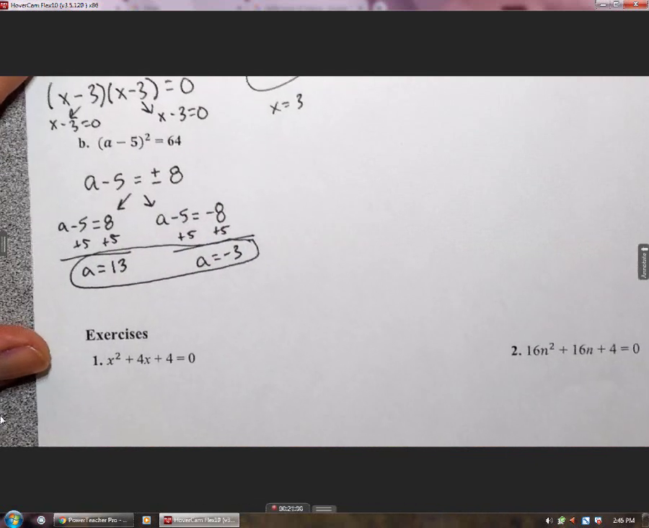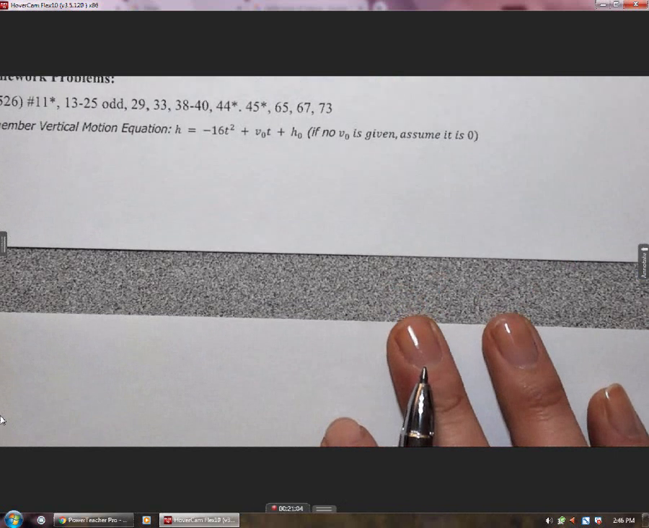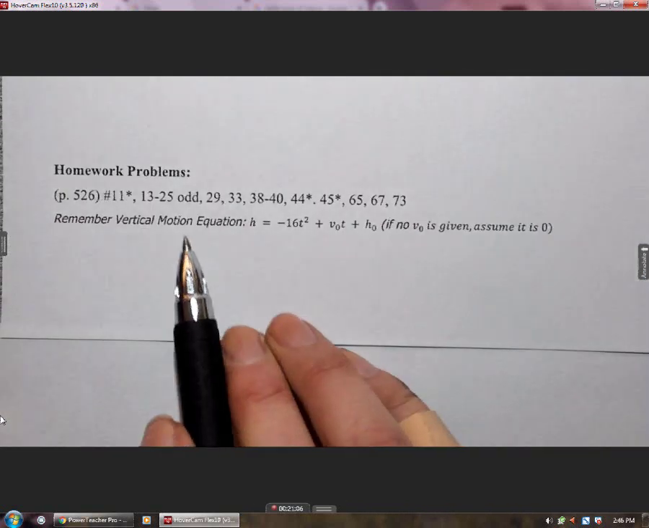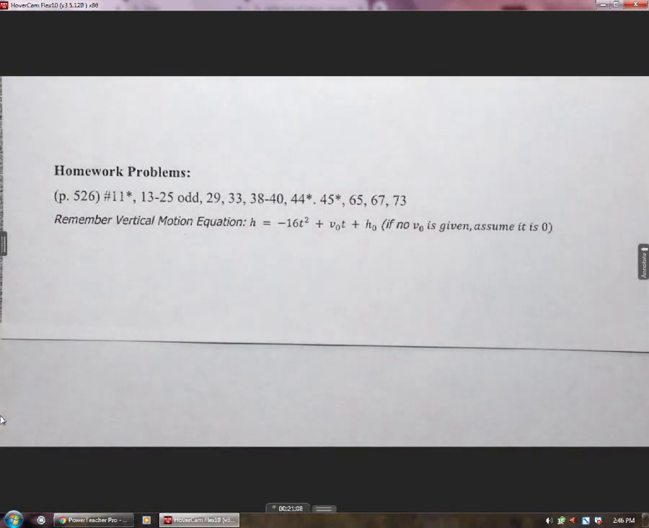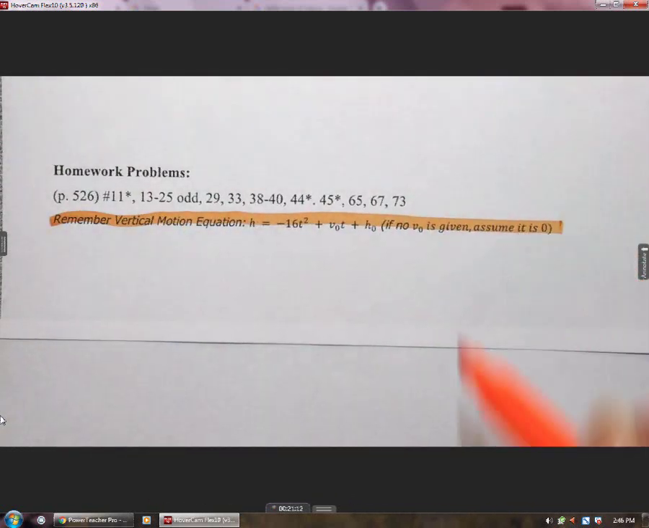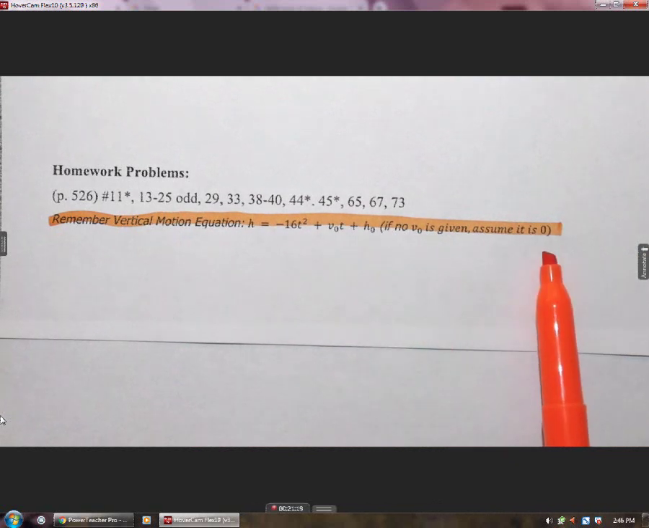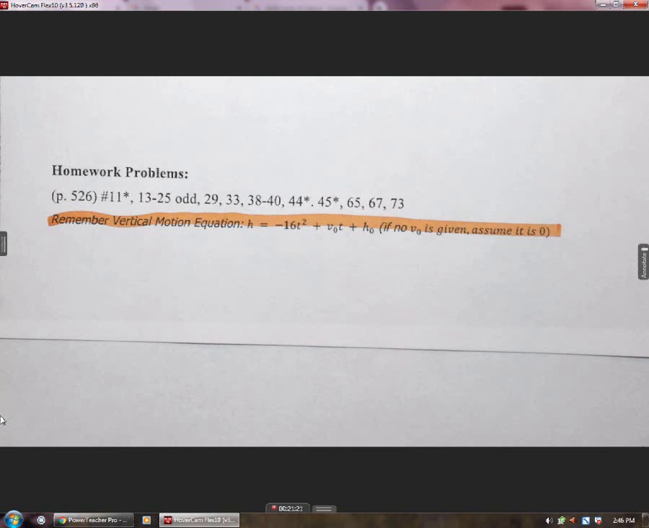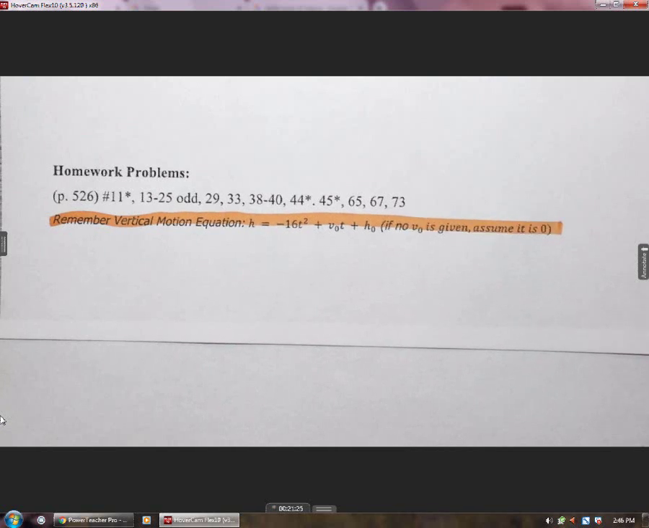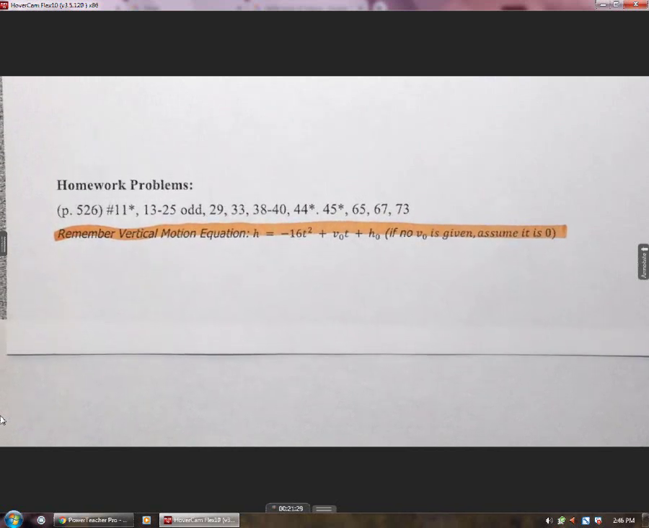All right, you guys feel good with those? Okay. Here are your homework problems. I put a little note down here. Remember that the vertical motion equation is this. We had that in our notes. If they don't tell you what v naught is, you can assume it's 0. That's starting on the ground. If they don't tell you the initial velocity, it's not a factor in there. That's one of the homework problems.